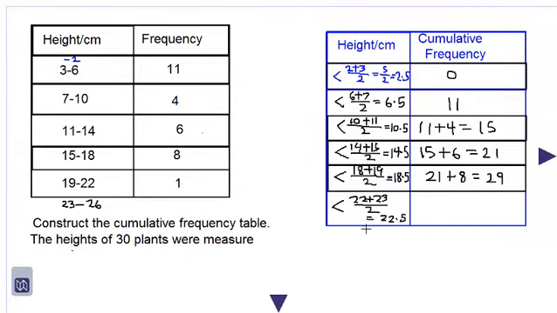And we ask ourselves how many plants are less than 22.5 centimeters tall, and we have to add 1 to 29, and that will give us 30. So we were told that the heights of 30 plants were measured, and we now have obtained our 30 here, and we have completed our cumulative frequency table.